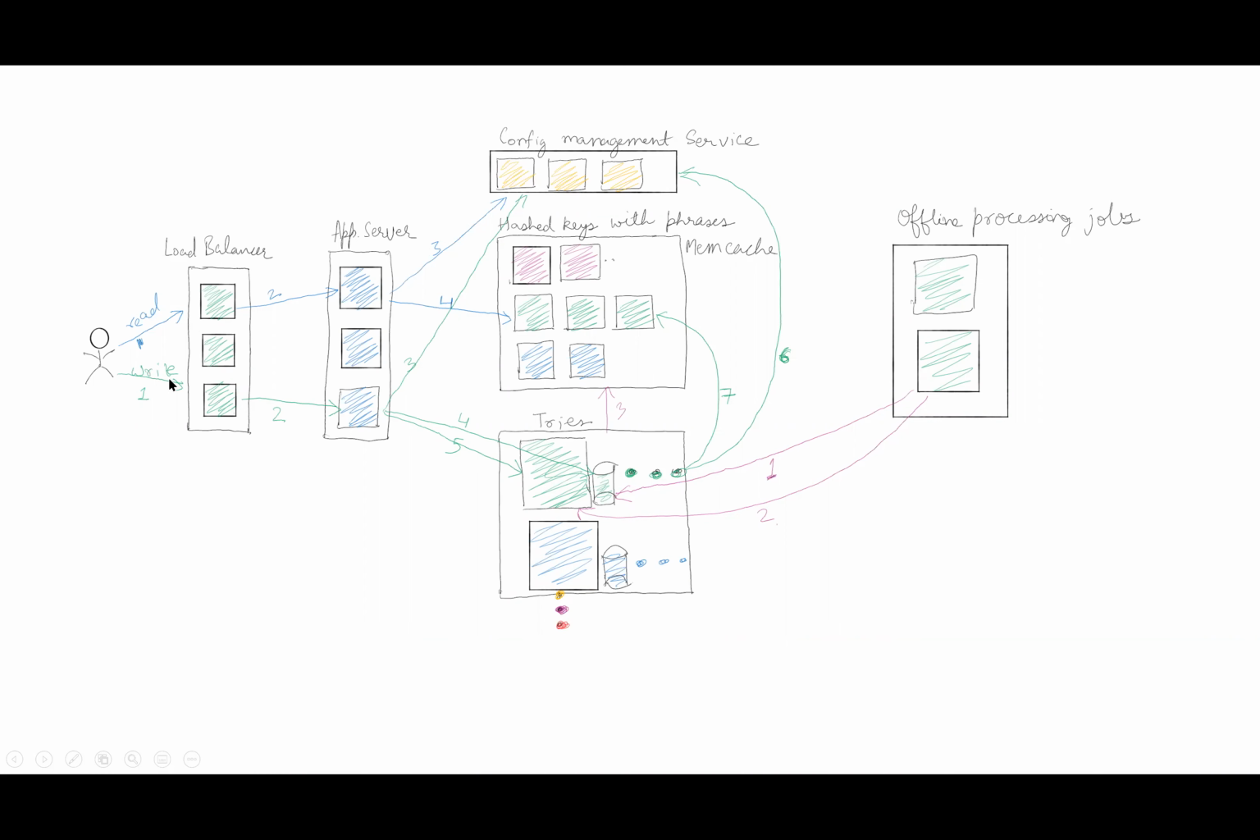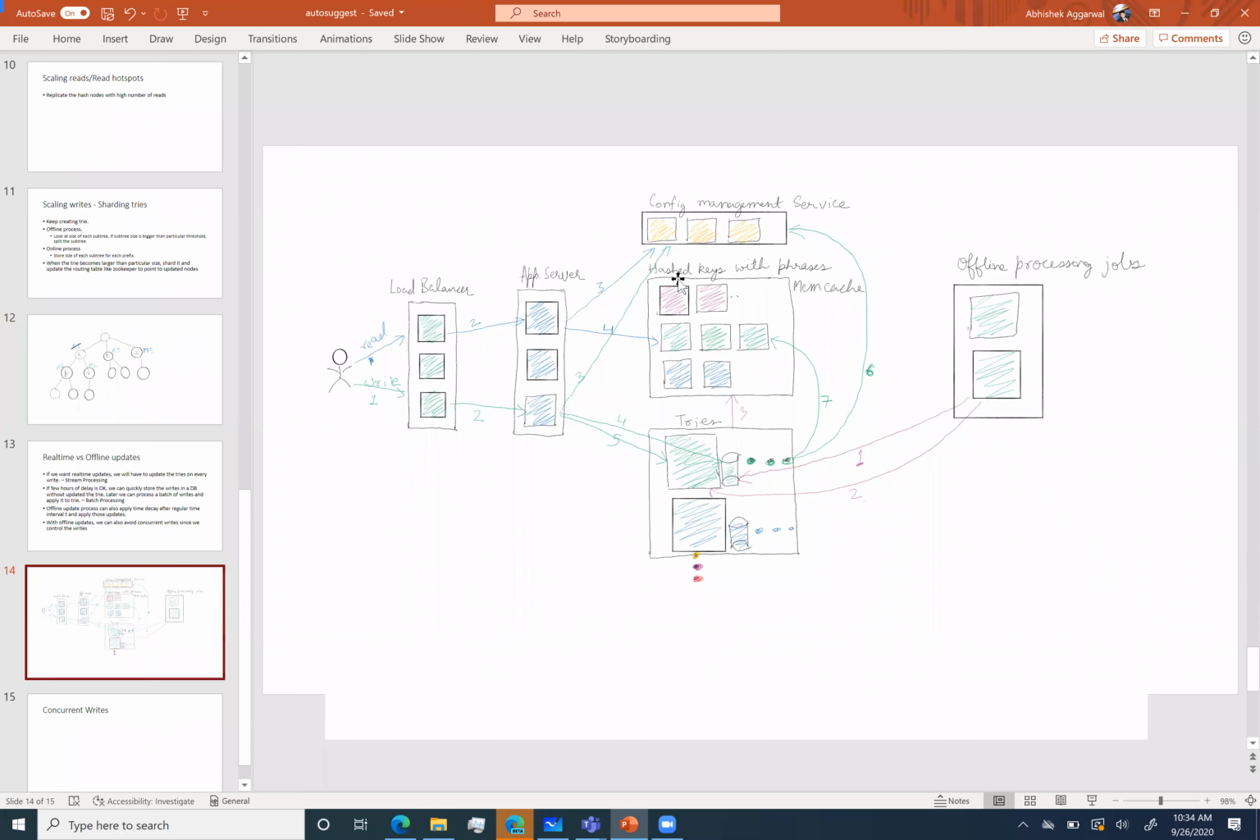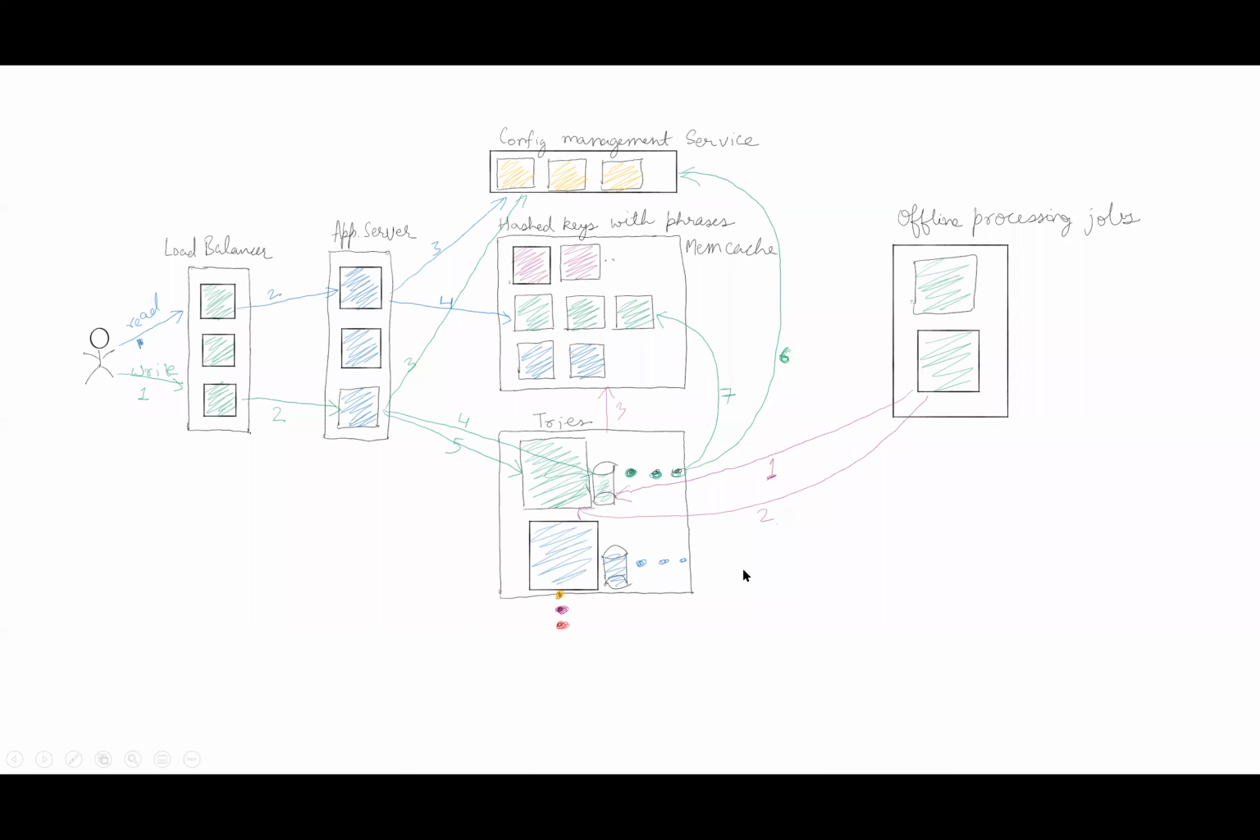Your write path could be either the online system or the offline processing system. First let's discuss the online system. When you send a write, it will be sent to the application server, and this application server will look at the config service to find which trie it should go to. I'm basically talking about this part, which machine it should go to. This information it will get from some config management service, which will tell it to go to this particular trie, right?